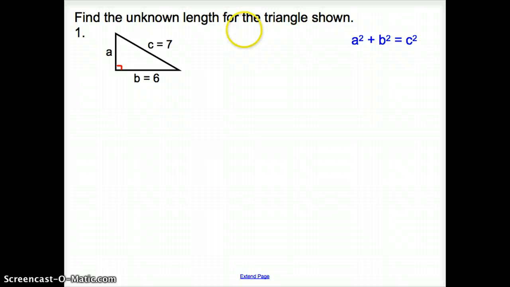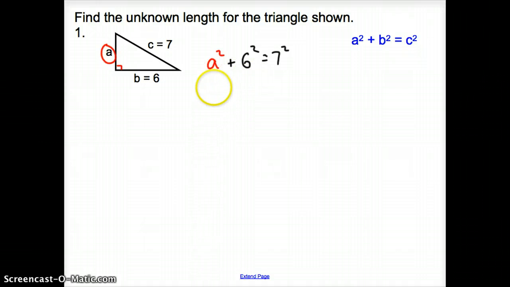We're asked to find the unknown length for the triangle shown. We are asked to find A, so we do not know what A is. Remember, here's the Pythagorean theorem. We do not know what A is, so I'm just going to leave A squared, and then plus, what's my B? My B is 6 squared equals, my C is always by itself on one side of the equal sign.